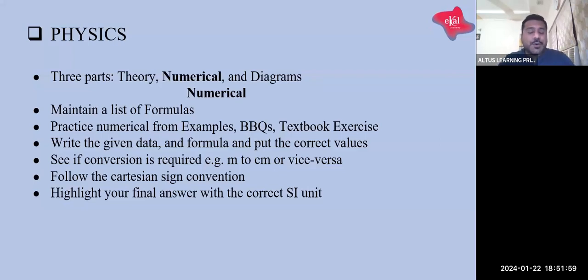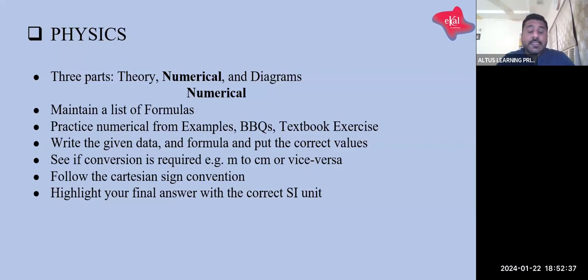Definitely, when you are practicing at home, you may think that you do not have to write the formula every time. But in the board exam, a specific numerical you will be attempting only once, not even twice, right? So in the board exam, you have to write each and every point, each and every formula. After writing the formula, you have to put the correct values. Many times it happens that hurriedly we place the wrong values in the formula.